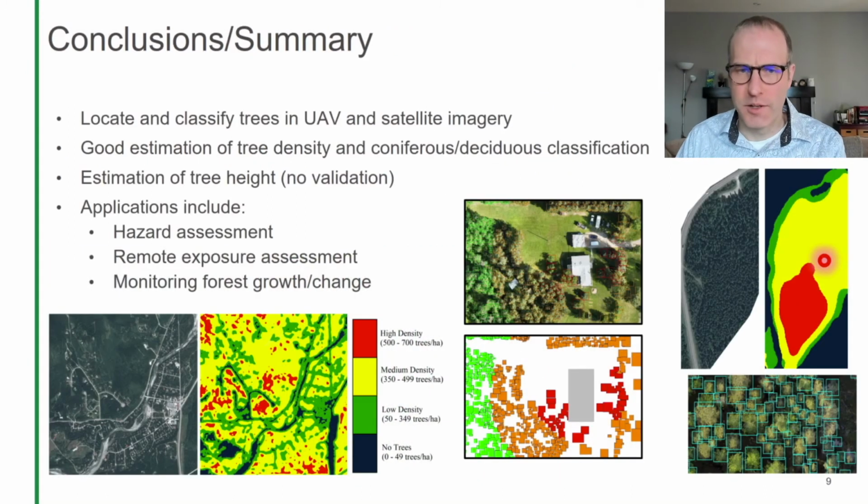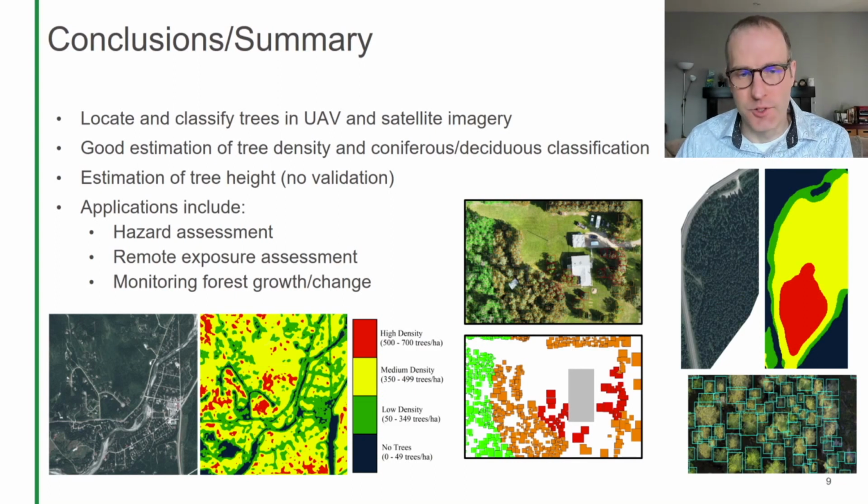So just to summarize, we're reasonably good at identifying trees, putting a box around trees in UAV imagery. We're really good at, once we have a box in UAV imagery, identifying it as coniferous or deciduous. We're quite good at calculating density of trees using UAV imagery. So that's that 0.9 correlation.